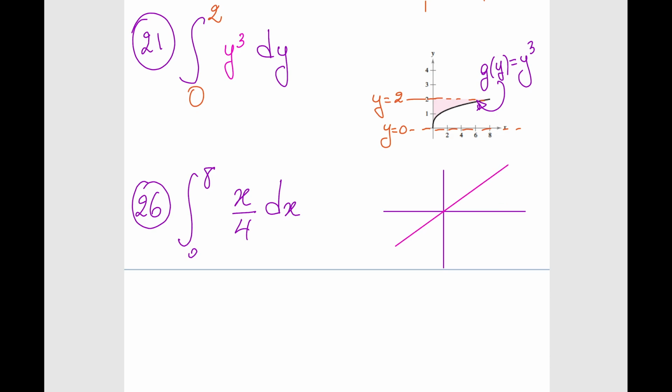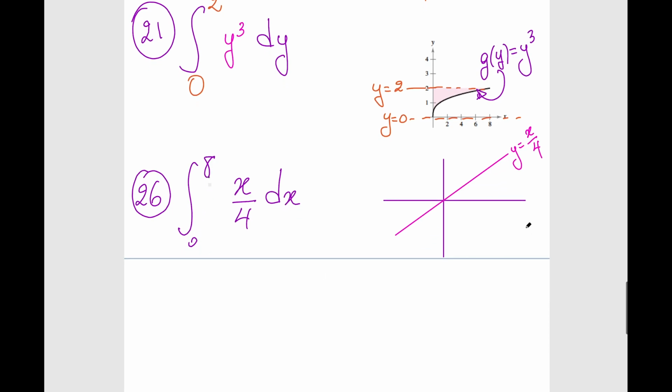Okay, this is y equals x over 4, and the x-axis obviously, and the two vertical lines x equals 0 and x equals 8. So x equals 0. What's x equals 0? It's this axis. This is x equals 0, and x equals 8. This is x equals 8.